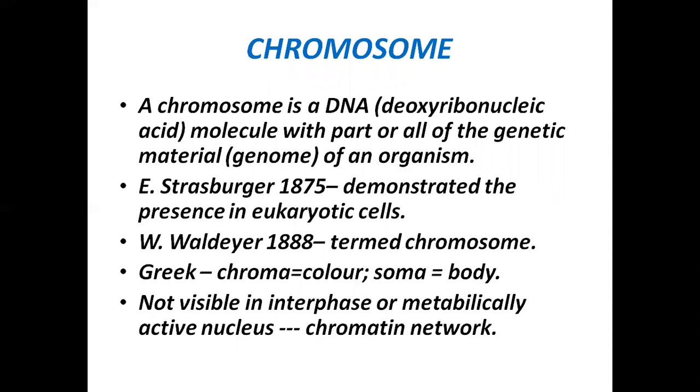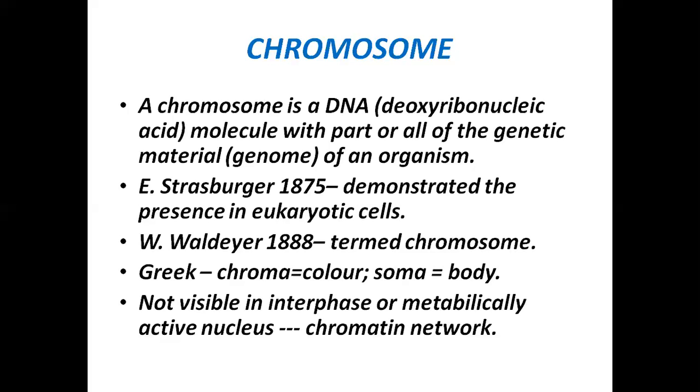Now, this was first identified in a eukaryotic cell, and it was demonstrated by E. Strasburger in the year 1875. The term chromosome was given by W. Waldeyer in the year 1888. The word chromosome is derived from Greek origin, where chroma means color and soma means body. This is because the chromosome has an affinity towards basic dyes when you see it under the microscope.